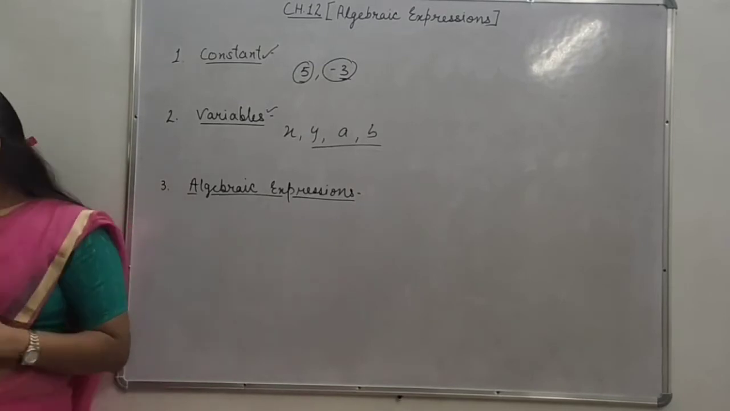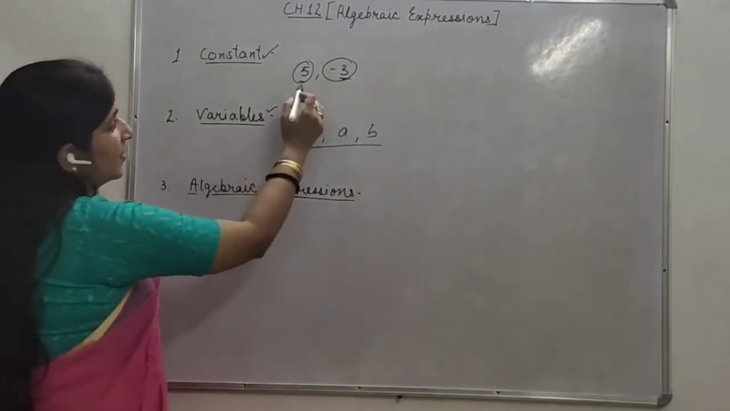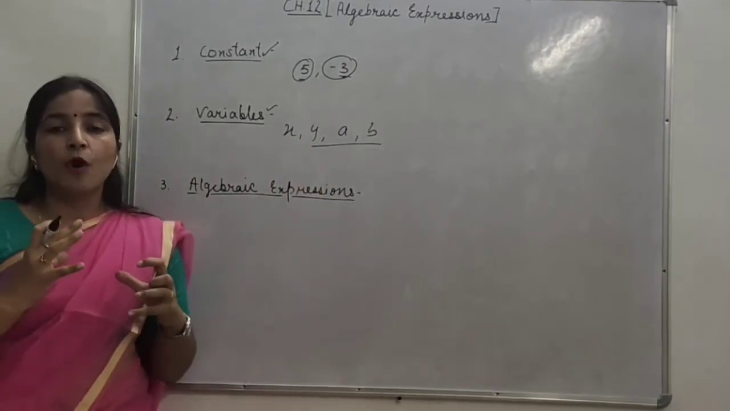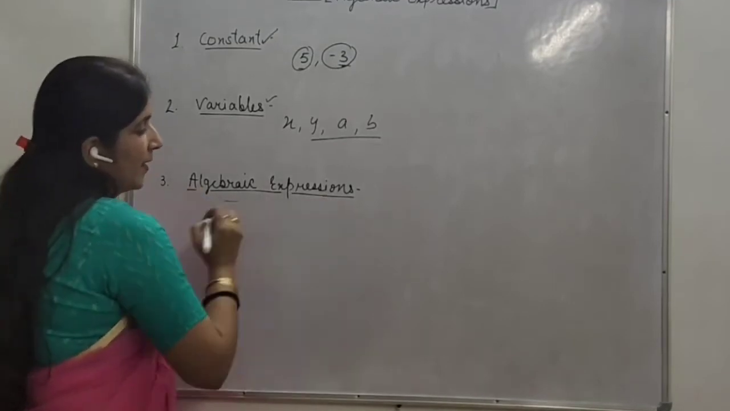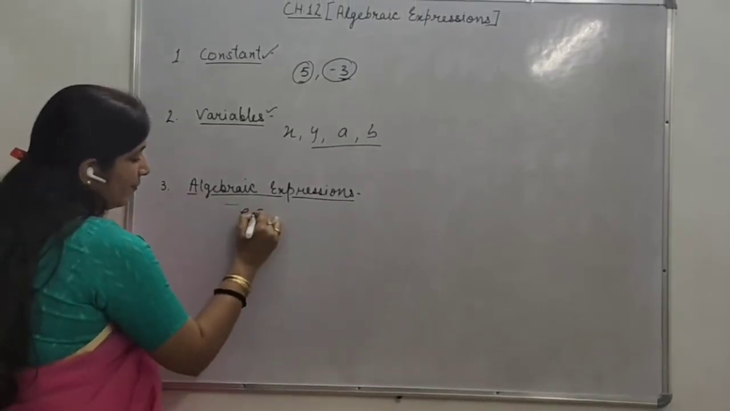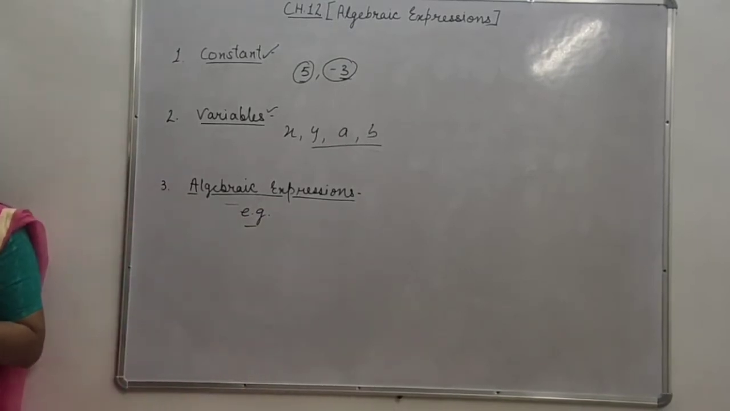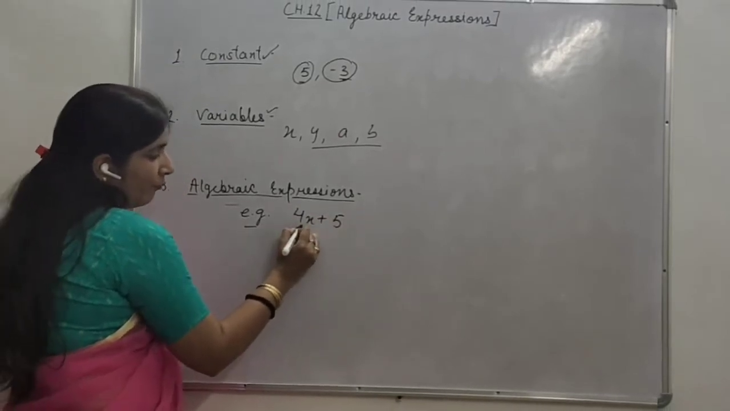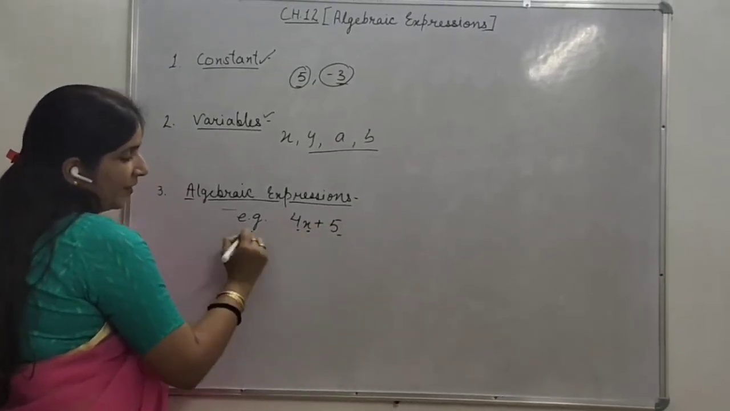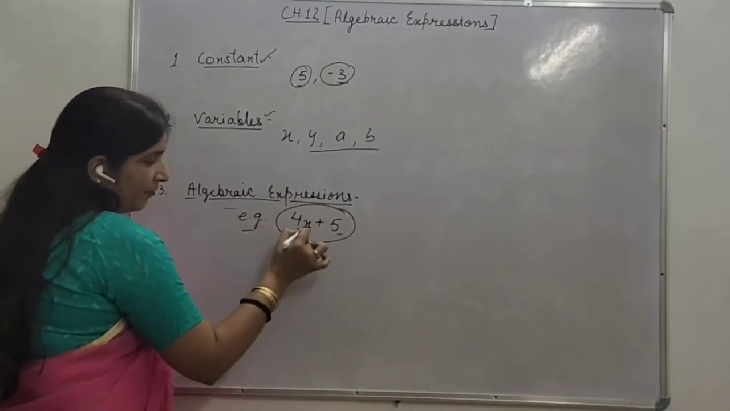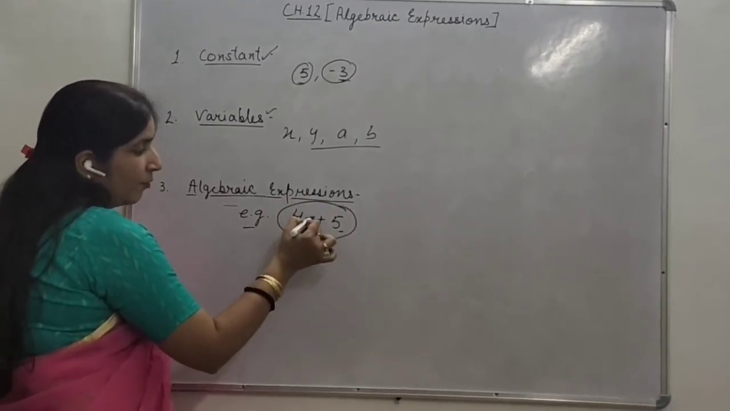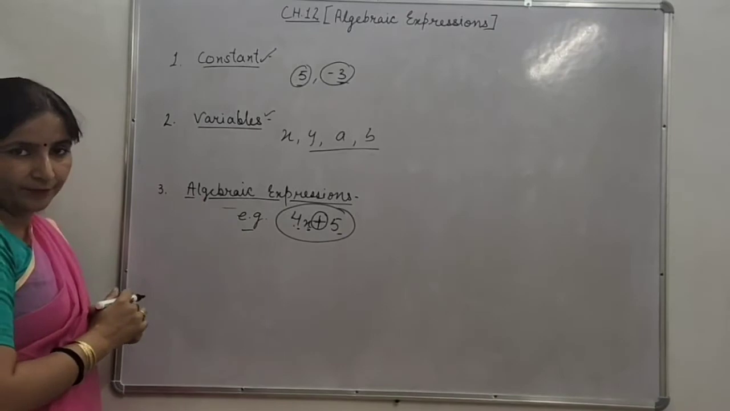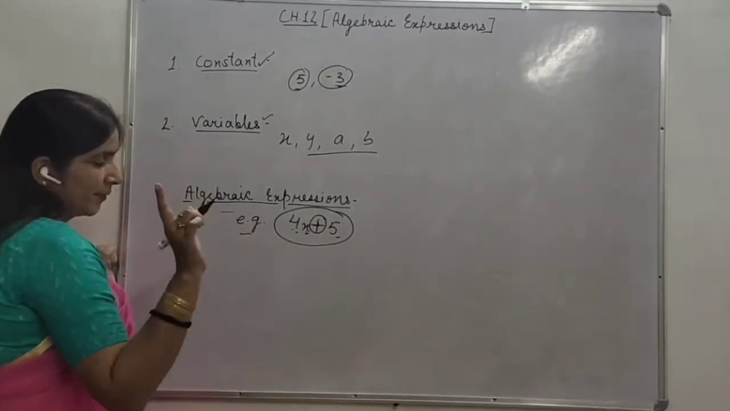Now the algebraic expressions. So you can see the constants, the variables. If they combine with some operations, then they are known as algebraic expressions. So let us do some examples of algebraic expressions, like 4x plus 5. Can you see here? 4 is a constant, 5 is a constant, x is a variable. Now they are combined. The variables and constants are combined with the operation. What is the operation here? That is plus sign. So these are known as algebraic expressions.